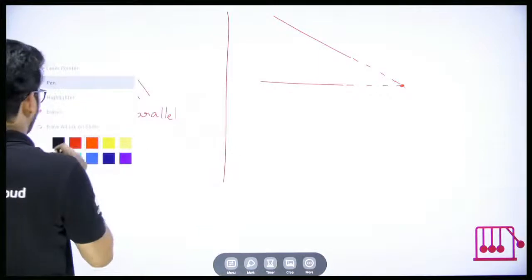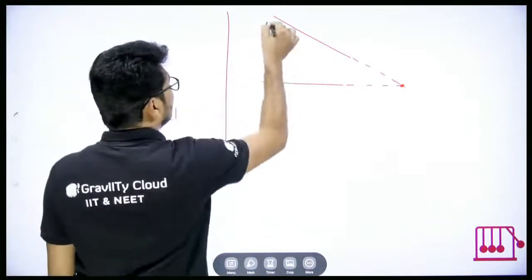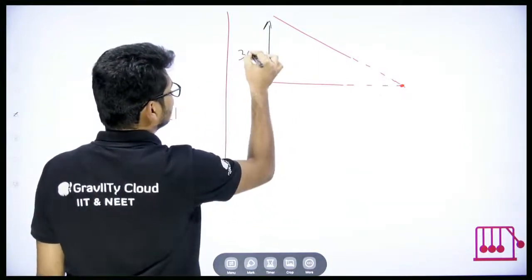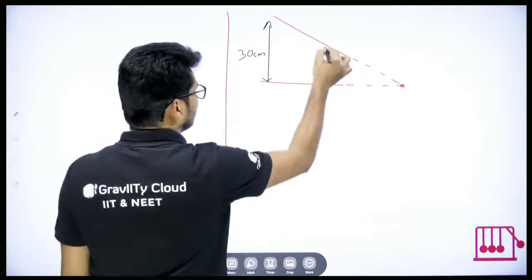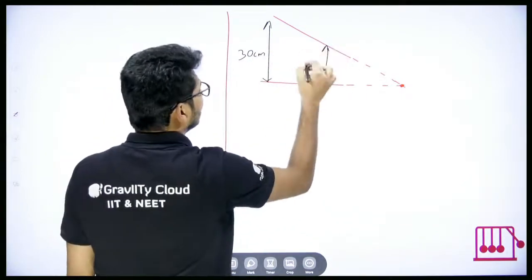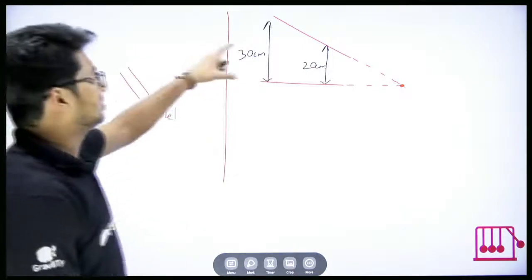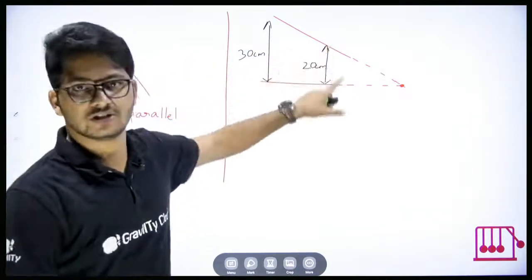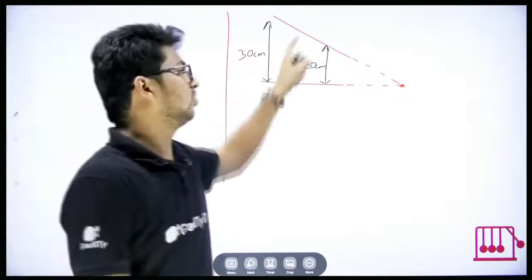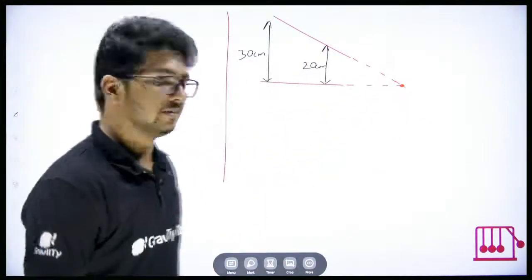Right. And here if you look at the distance, let's say here the distance is 30 centimeters. Here the distance obviously will not be 30. It could be, let's say, 20 centimeters. So the distance between the lines is not constant, and in that case, if you extend them, they will meet.